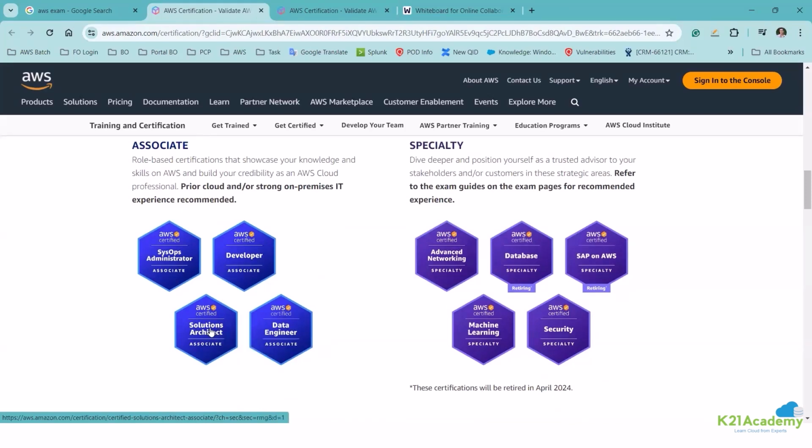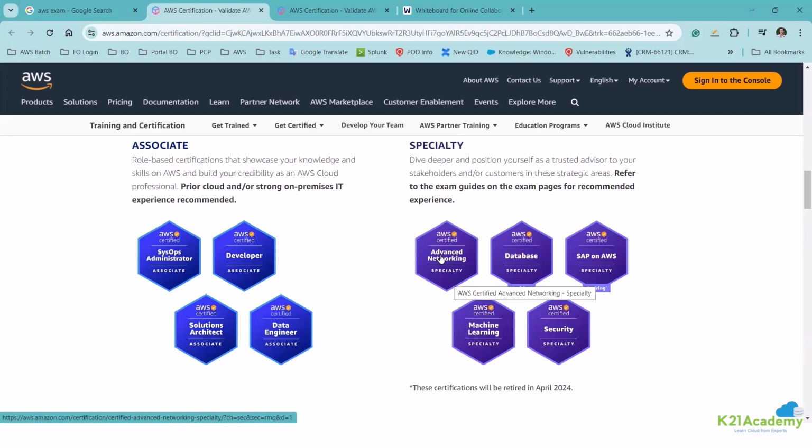You can complete your solution architecture, your entire core syllabus and everything. And then after that, you can also join some advanced networking specialty course, and you can directly go for these certifications. That is also possible.